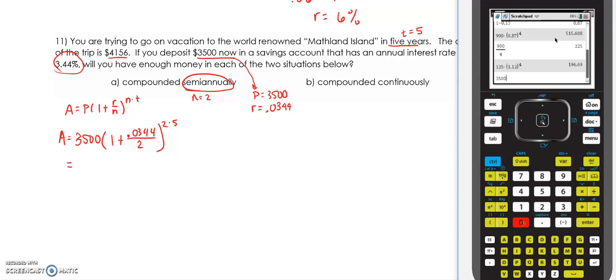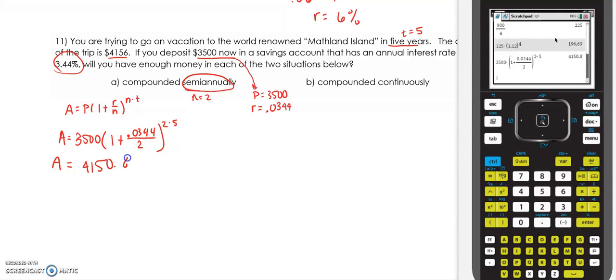And 3,500 times 1, don't forget the 1, plus, I'm going to use the fraction key, 0.0344 over 2. Go off to the side, make sure that I create an exponent. 2 times 5. There we go. So we have approximately $4,150.80. Is that enough? No, it's not enough. Darn it. Well, let's see what happens if we compound continuously.